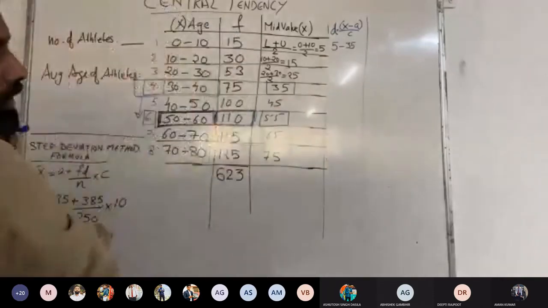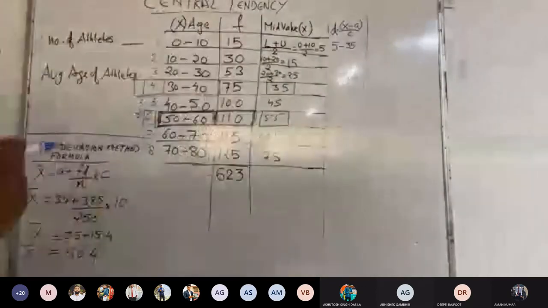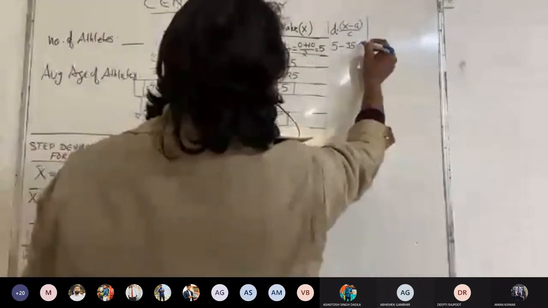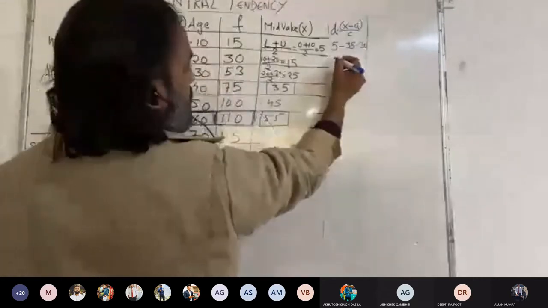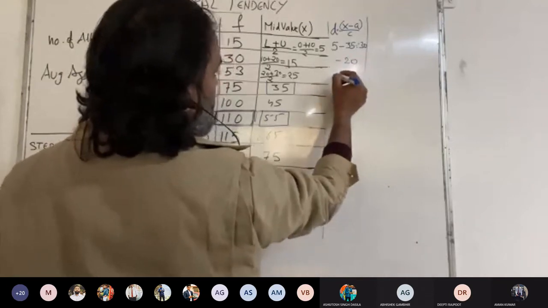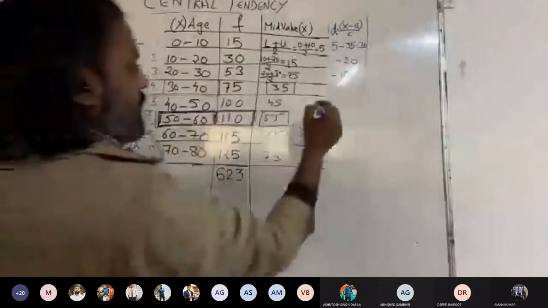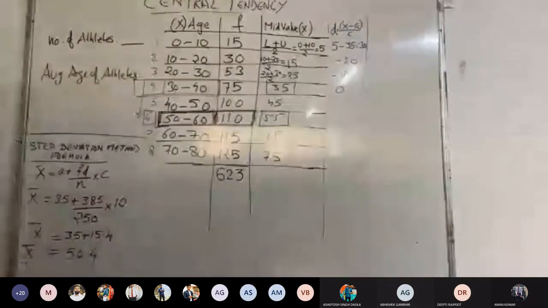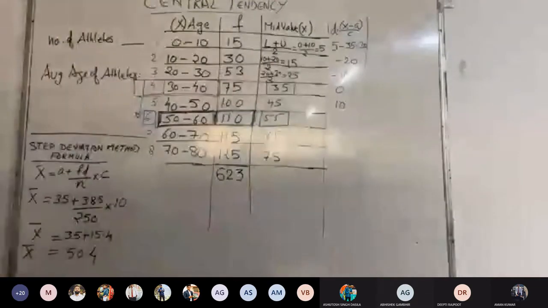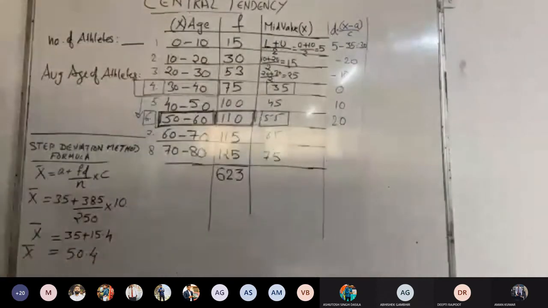5 minus 35 equal to minus 30. Yes, minus 30. Then 15 minus 35 is minus 20. Then 25 minus 35 is minus 10. 35 minus 35 is 0. Then 45 minus 35 is 10. Then 55 minus 35 is 20. Then 30, then 40.